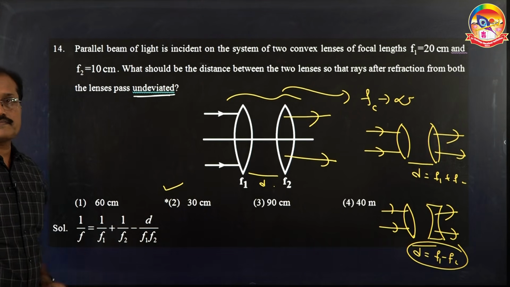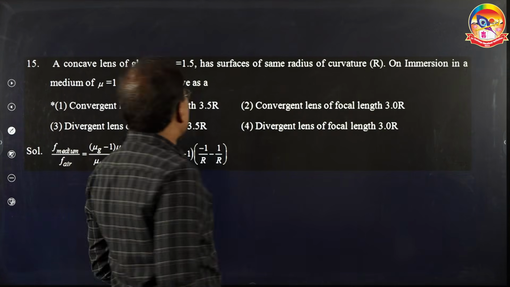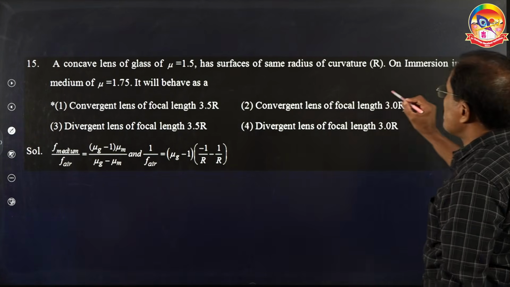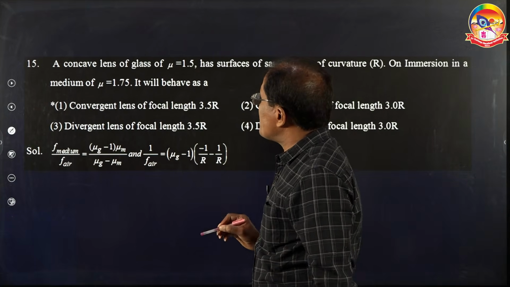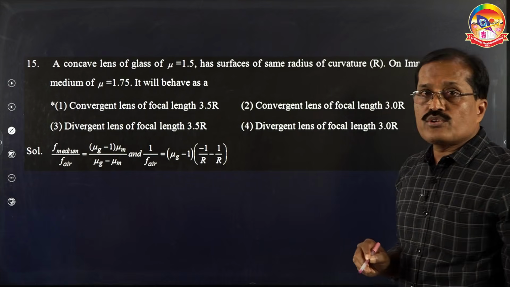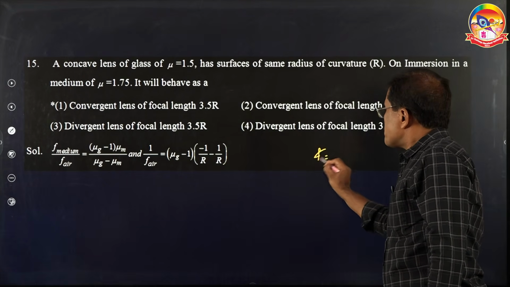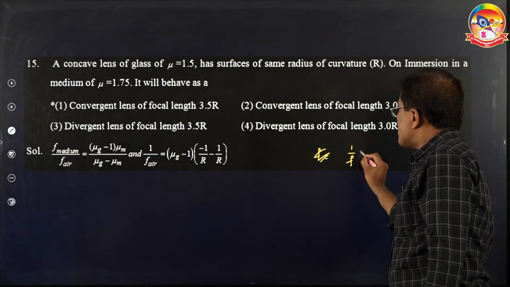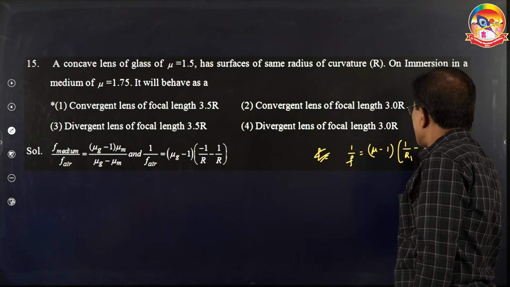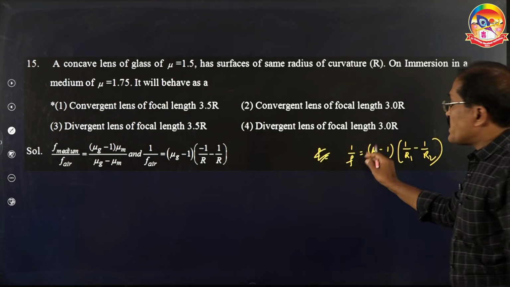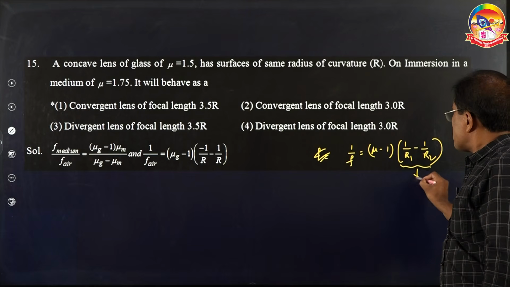Next, a concave lens of mu 1.5 has the same radius of curvature r, and it is immersed in a medium of refractive index 1.75, how does it behave? You know the refractive index formula I gave you, how focal length depends on it: 1 by f is equal to mu minus 1 into 1 by r1 minus 1 by r2. You know children, even if the lens is immersed, the radius of curvature does not change, it remains constant.